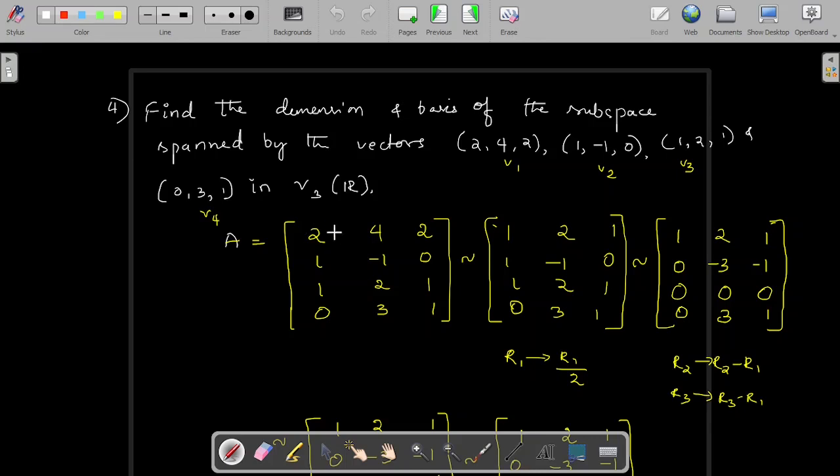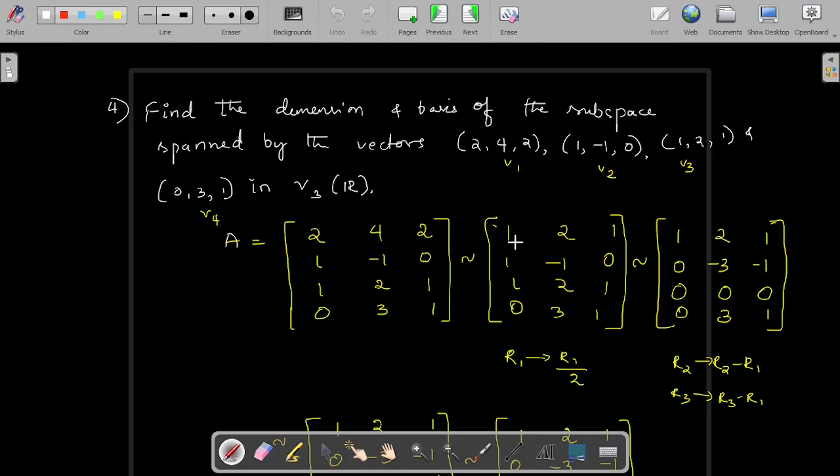The first non-zero entry of the first row should be equal to 1, for reduced row echelon form. So I will divide the first row by 2. 2 by 2 is 1, 4 by 2 is 2, 2 by 2 is 1. Rest all rows as they are.